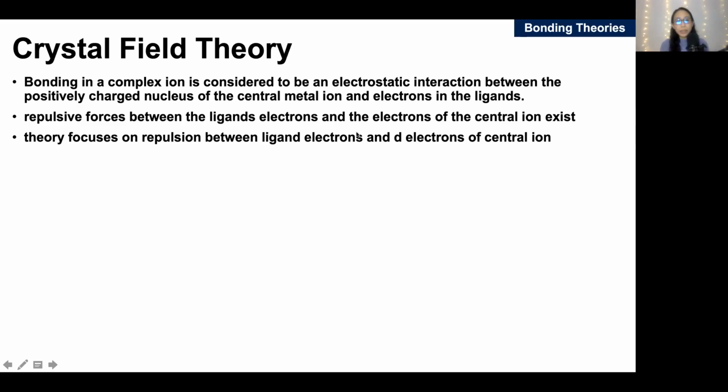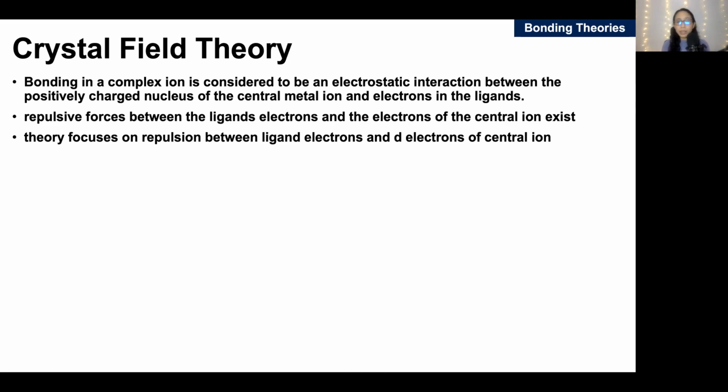We are now into the very important bonding theory in coordination compounds. So this is called the crystal field theory. You've learned about bonding theories in your previous general chemistry class, particularly the covalent bond theory, wherein you learned that covalent bonds are formed when one atom and another atom share electrons. But such bonding theories are not enough to describe or to explain the properties of coordination compounds.